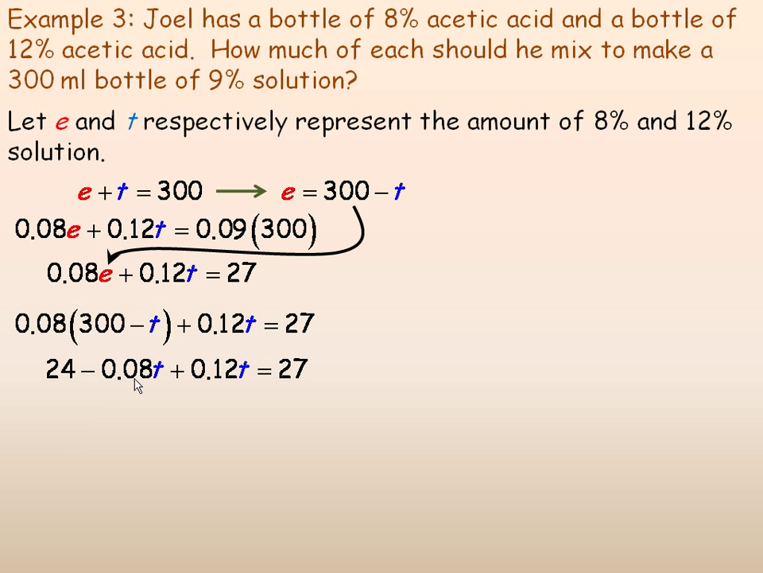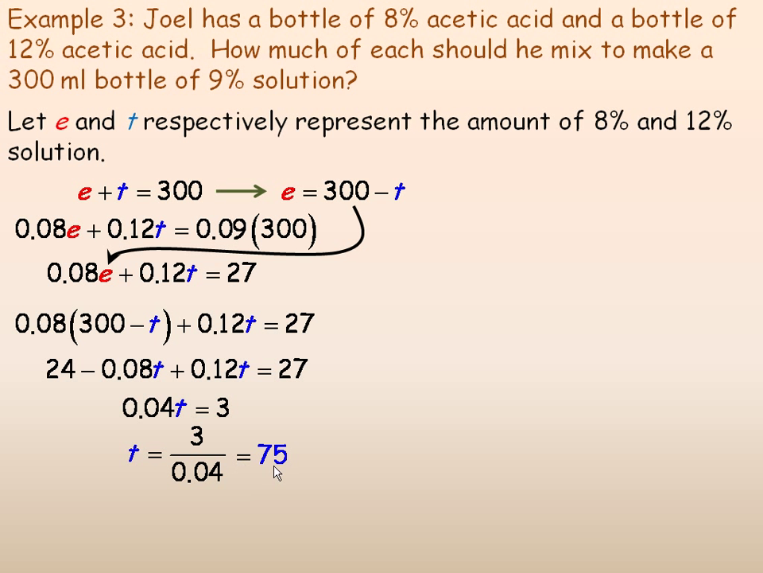So collecting like terms, negative 0.08 T and 0.12 T add to 0.04 T, and then subtracting 24 from both sides, 27 minus 24 is 3. To solve for T, we would divide out the 0.04. So T is 3 divided by 0.04, which works out to 75. So that would mean that Joel needs 75 milliliters of the 12% solution.